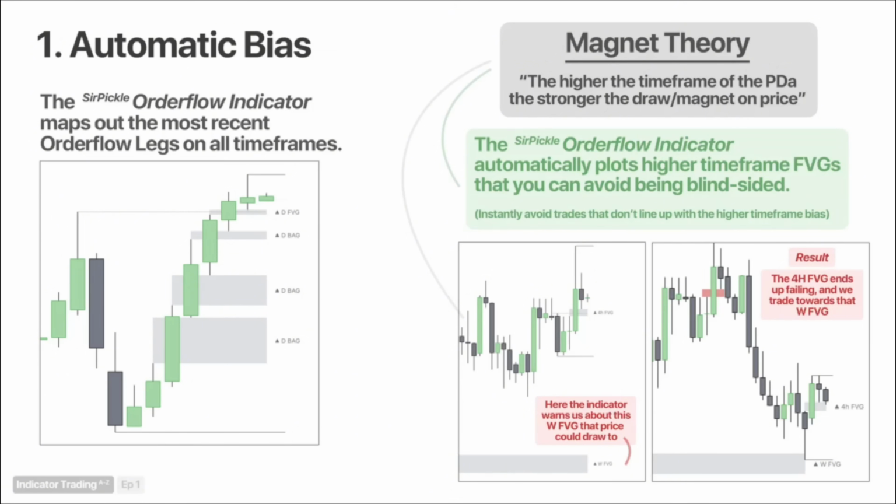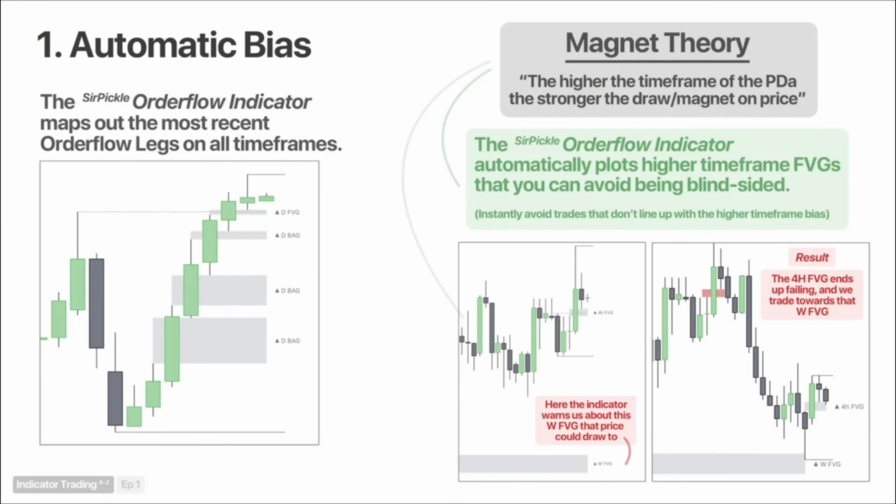in mind the fair value gaps that are being created on the time frame above you, because of magnet theory, because of the fact that the higher the time frame fair value gap that gets created, the stronger of a magnet it will act on price. And if you don't notice this, you might take a fair value gap that you think looks high probability, but it's not because there's a higher time frame fair value gap just below it, meaning that the lower time frame fair value gap you're looking at is likely to fail.